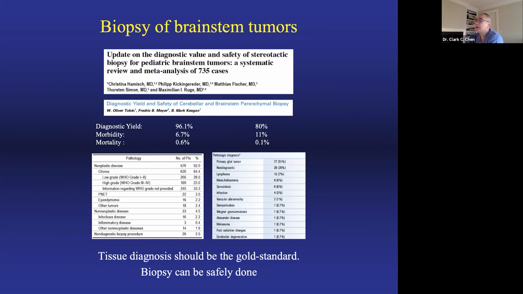The yield and the morbidity are acceptable, right? The yield is in the 80 to 90%, and the morbidity is somewhere on the order of 6 to 10%. So these procedures can be done safely. I would tell you that in my hands, the morbidity is on the order of 3 to 5%, and I don't think that's significantly different from the morbidities reported from superficial lesions.